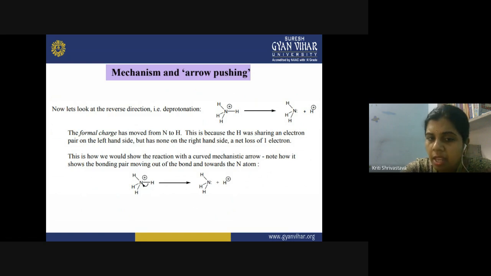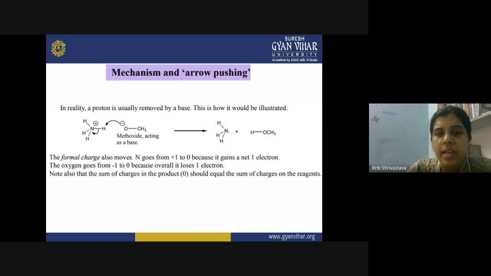So this is how we show the reaction with a curved mechanistic arrow, and this arrow is very important when you are writing down the mechanism. By merely looking at the arrow, you can understand what type of electronic changes are taking place in that elementary step. So note how it shows the bonding pair movement out of the bond and towards the nitrogen atom.